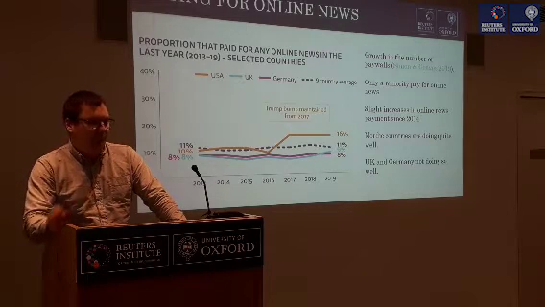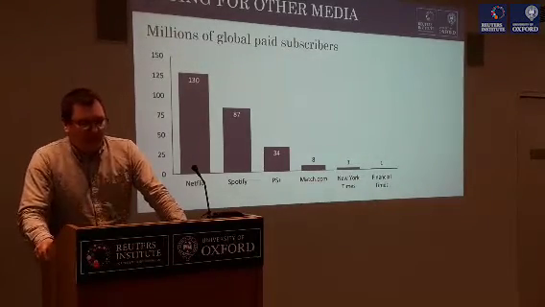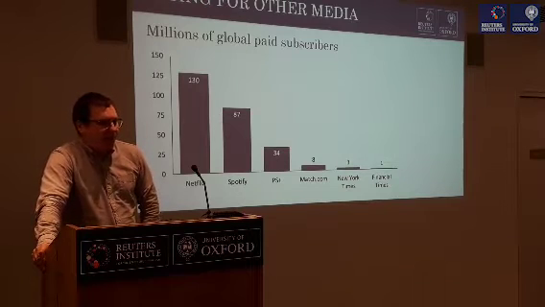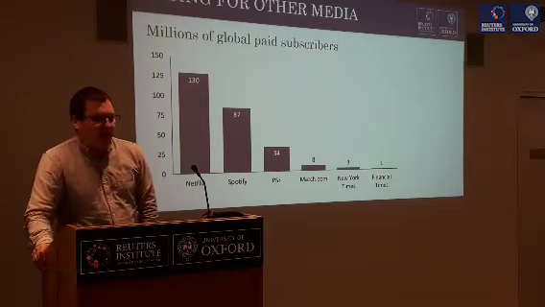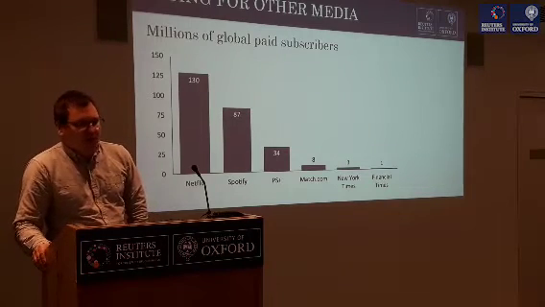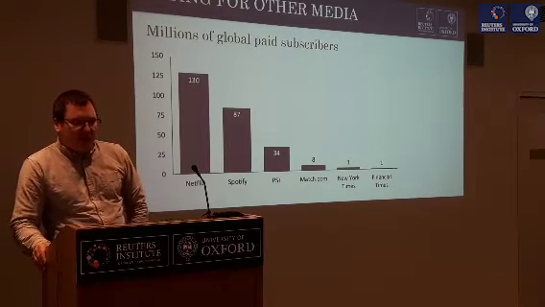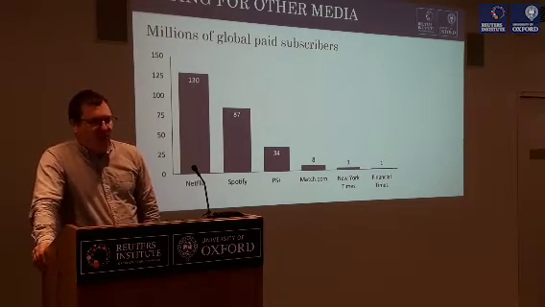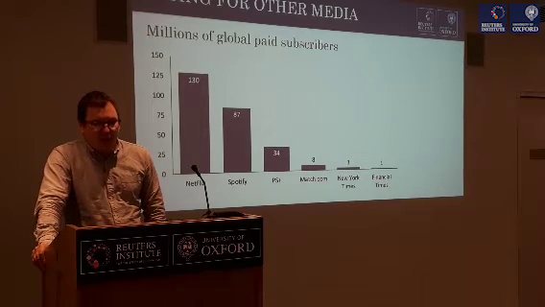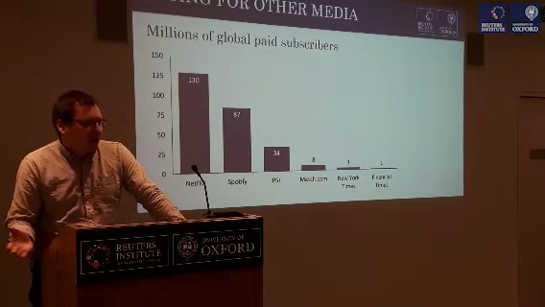Then there's the fact that news publishers are competing with a whole range of different services that are asking for people's money. This is the number of global paid subscribers to a range of different entertainment services and other things. So Netflix has roughly 130 million subscribers globally, Spotify 87 million, PlayStation Plus, which is an online gaming service, 34 million, Match.com, online dating, 8 million. The New York Times, which certainly aims for a global audience, even though it's based in the US, had around 3 million global subscribers when this data was collected.